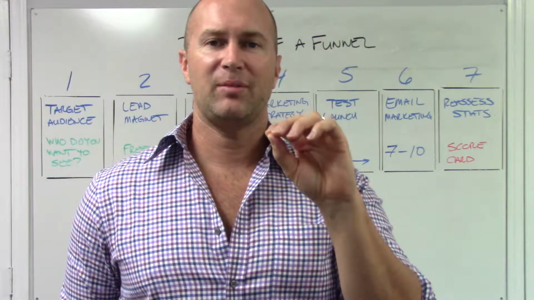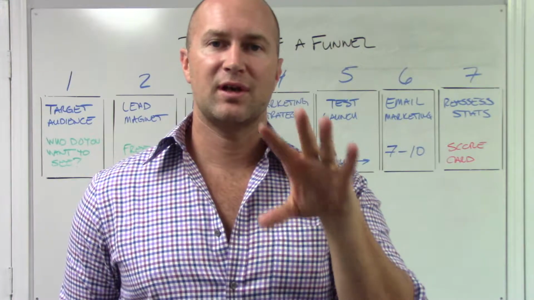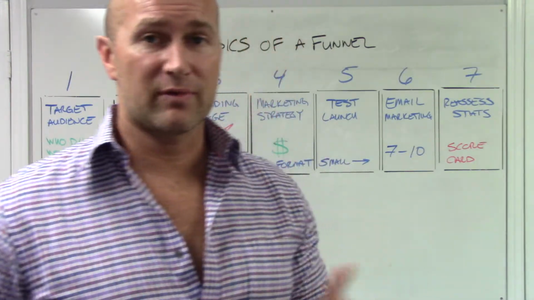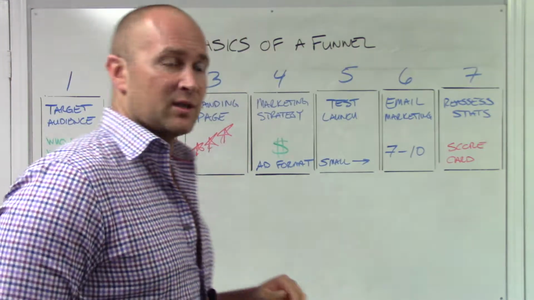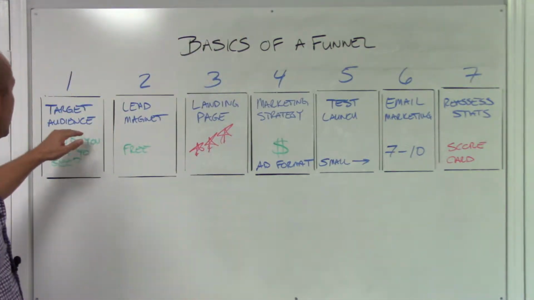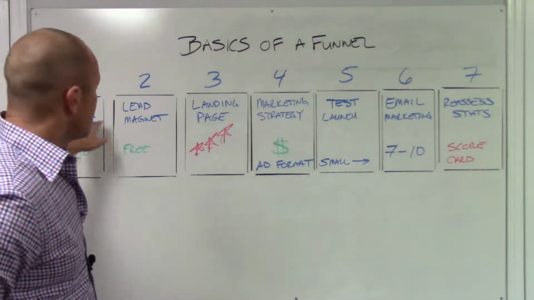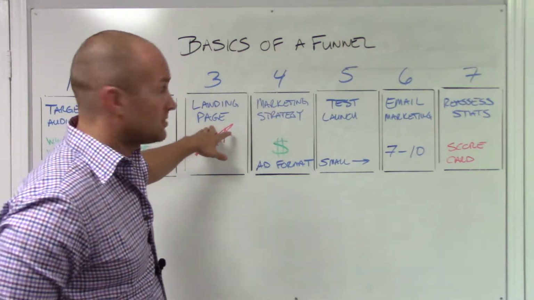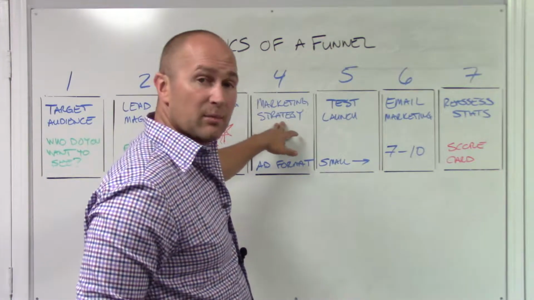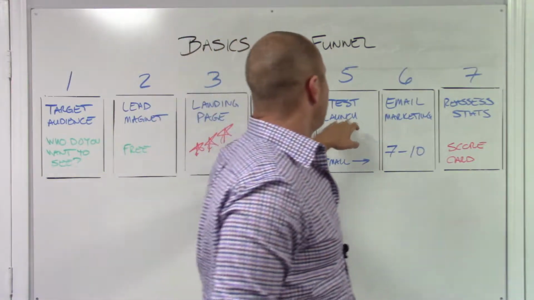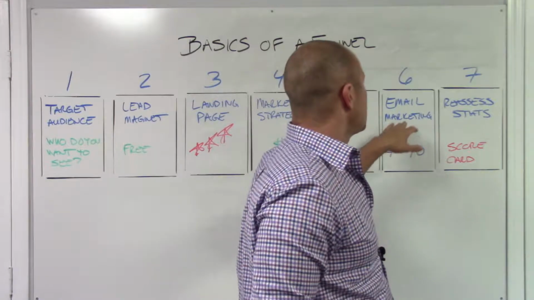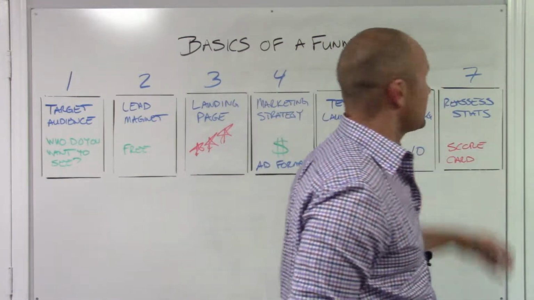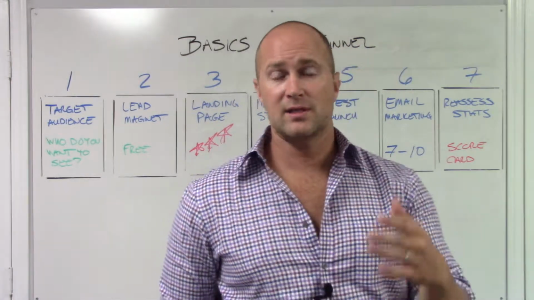Today we are going over the basics of a lead funnel and pretty much the fundamentals of using an external marketing strategy for your cash-based clinic. So let's go over a few things real quick. There's 7 steps that you have to know. Your first one is your target audience. Second step is a lead magnet. Third is a landing page. 4 is designing a marketing strategy. 5 is a test launch. 6 is an email marketing campaign. And 7 is going to be reassessing stats. So these are the 7 steps.